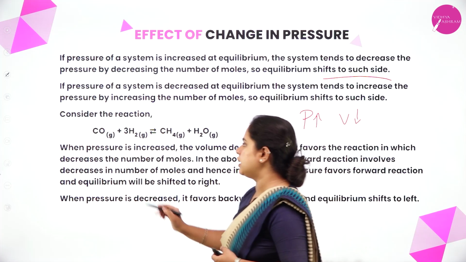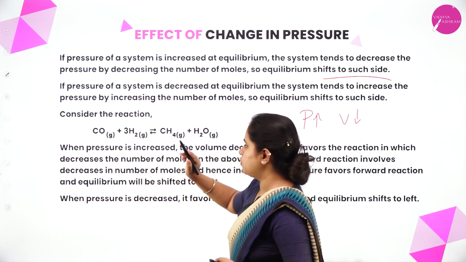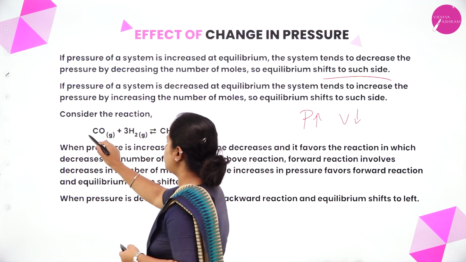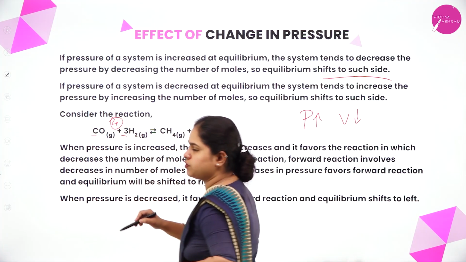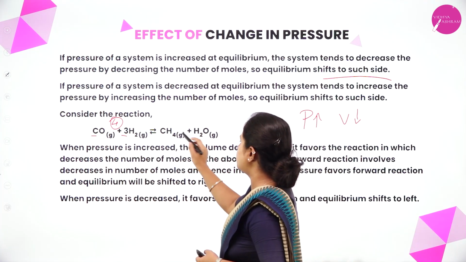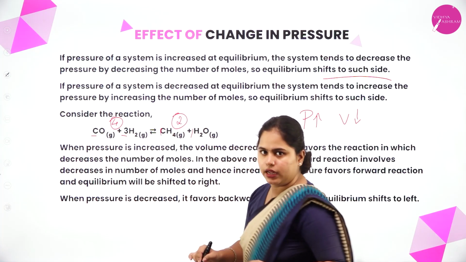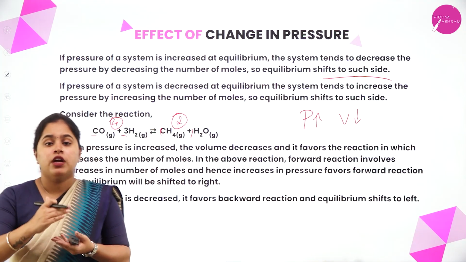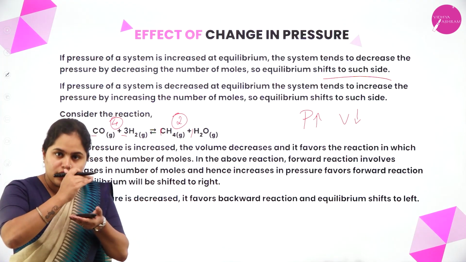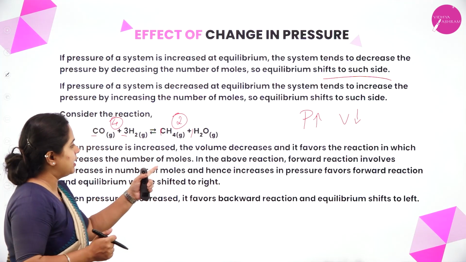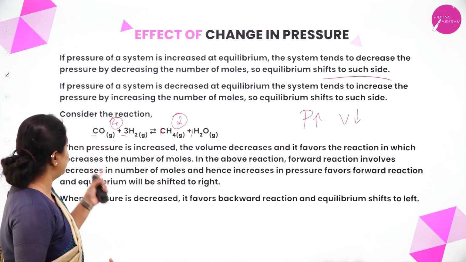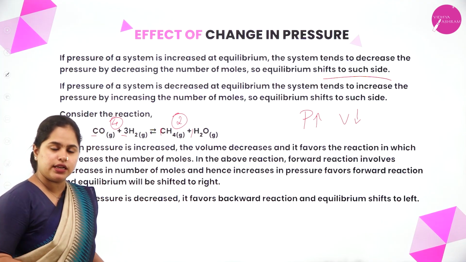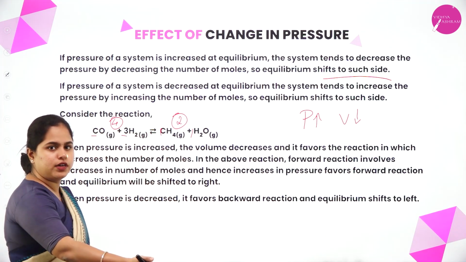So, for example, we are taking carbon monoxide reacts with hydrogen to form methane gas and water vapor. You can see here the number of moles is 1 here and 3 here. So, total number of moles of reactants is 4 and total number of moles of products is 2, 1 here and 1 here, right? So, when pressure is increased, what happens to the volume? Volume will get decreased, right? And it will favor the reaction in which there will be decrease in number of moles. In which direction there will be decrease in number of moles? That will be the forward reaction, right?